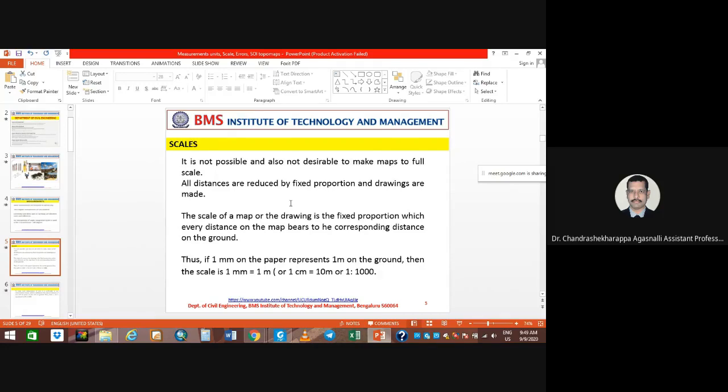And the scale of the map or drawing is the fixed proportion which every distance on the map bears to the corresponding distance on the ground.